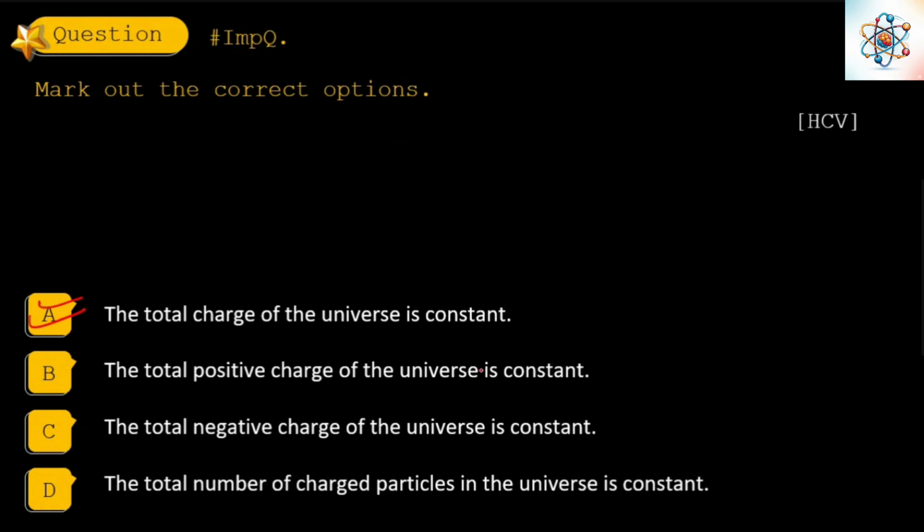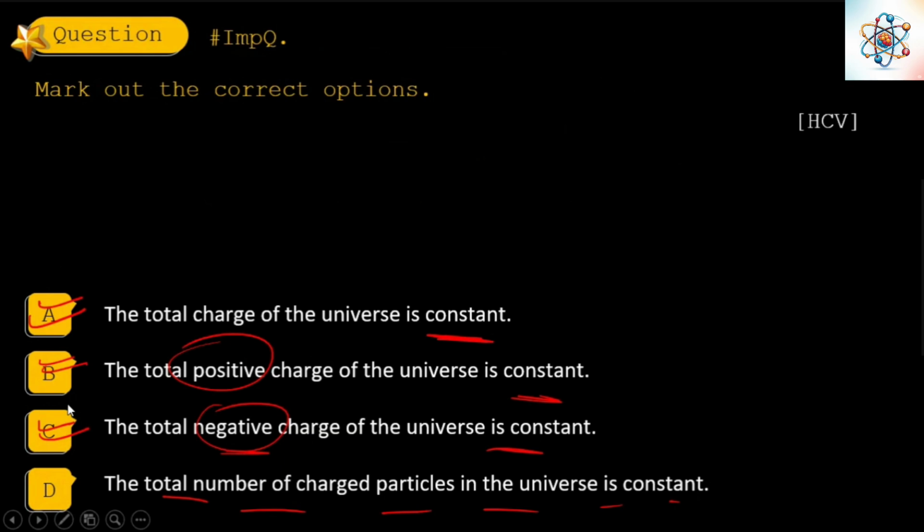Total charge in the universe is constant. What do you think? Total positive charge of universe is constant. Why only positive? Total negative charge of the universe is constant. Why only negative? Total number of charged particles in the universe is constant. What do you think? What is the correct statement?